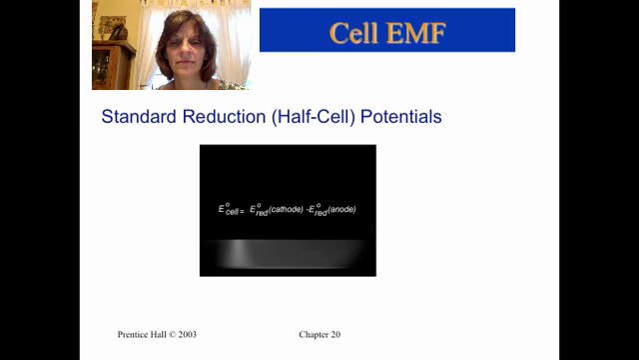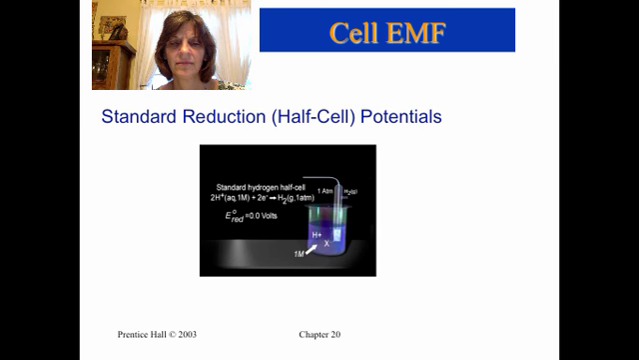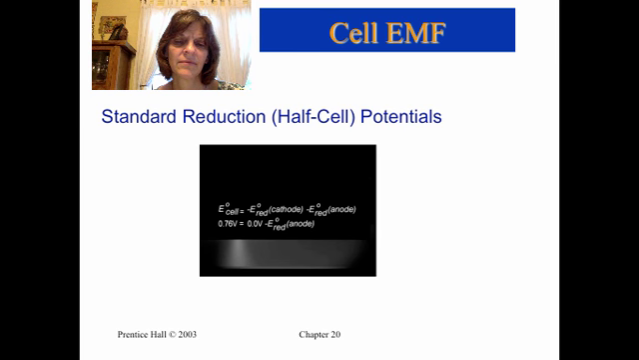We can assign half-cell potentials once we settle on a reference half-cell potential. That has been chosen as the hydrogen half-cell, with 1 molar aqueous hydrogen ion and 1 atmosphere pressure of hydrogen gas. For the zinc hydrogen cell, the measured standard potential is 0.76 volts, and the standard half-cell potential for the cathodic half-cell is defined as 0. Thus, the standard half-cell potential for the anodic half-cell is minus 0.76 volts. This is the standard reduction potential for the reduction of zinc plus 2 ion.